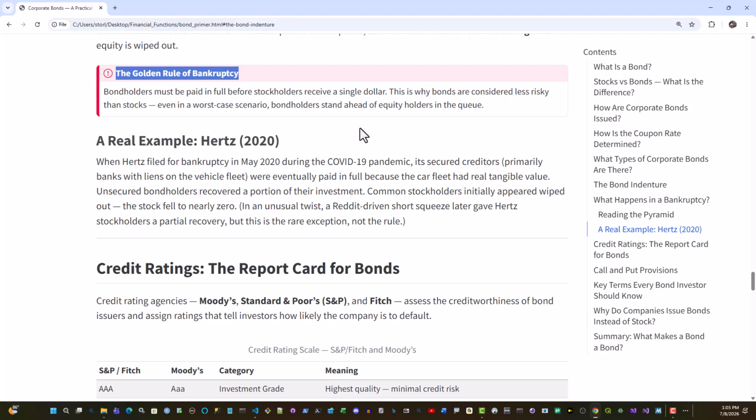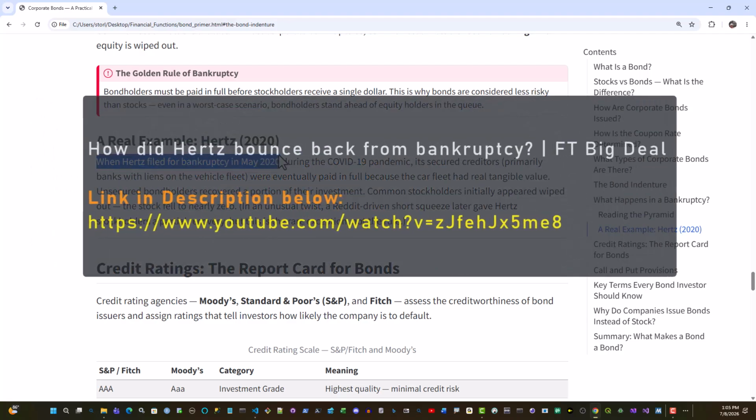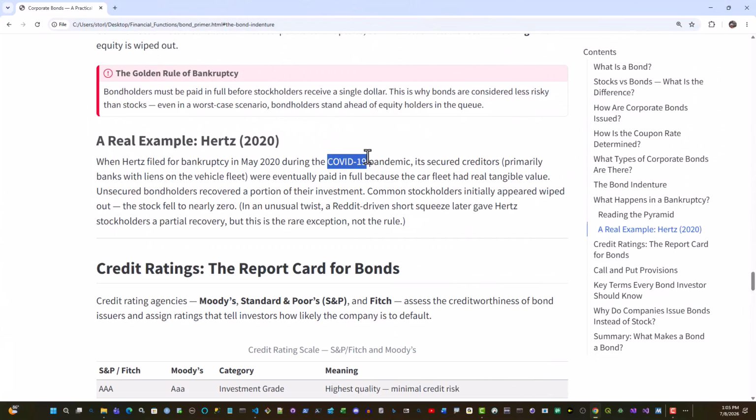Well, there's a little example here that Hertz, I don't know if you remember this, but they went bankrupt in 2020 because of COVID. Nobody rented their cars because everybody was staying home. And so they suffered, and they eventually had to be paid in full, the secured creditors, that is, because the car fleet had real tangible value. So they were able to pay those secured creditors in full.